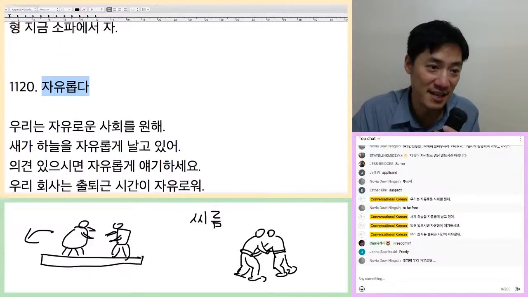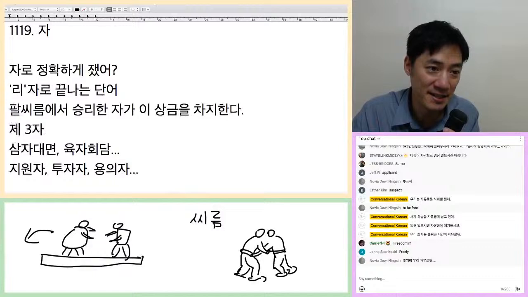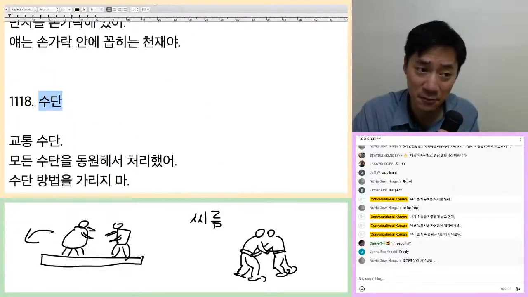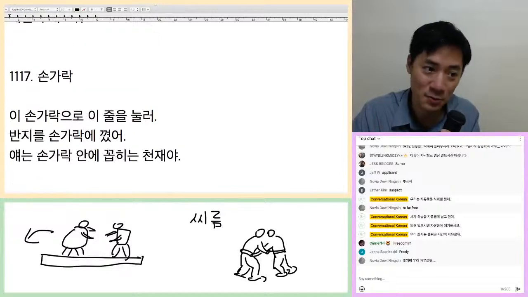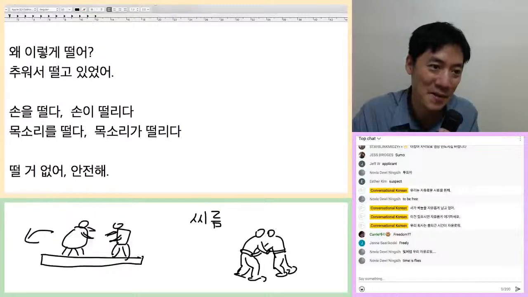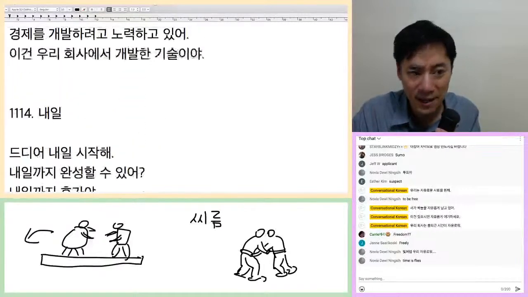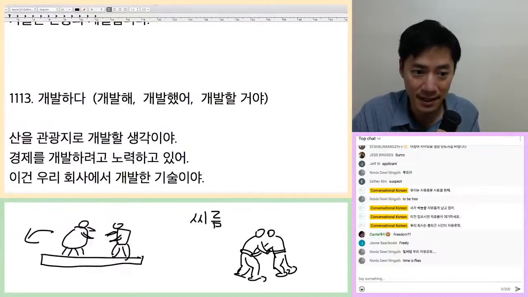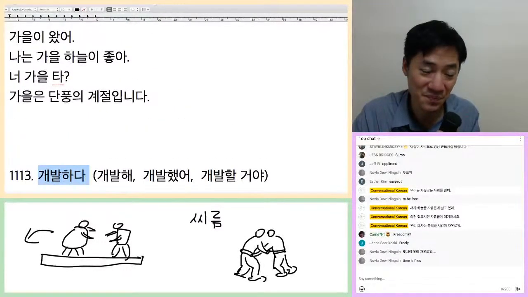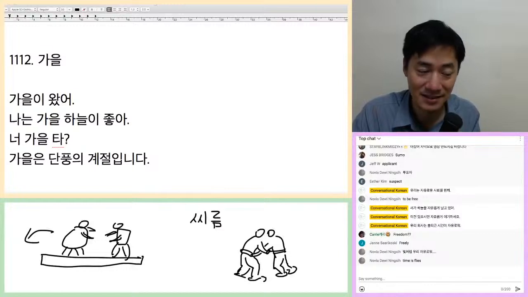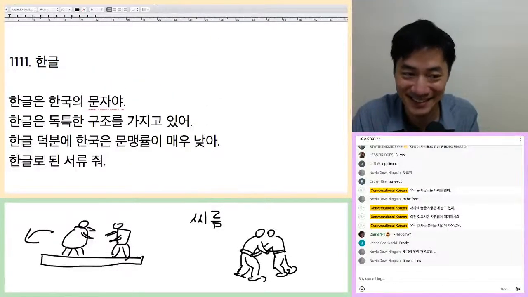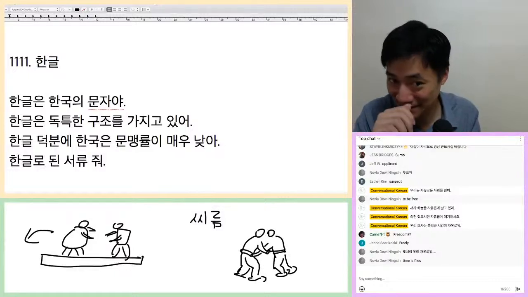So that's it for today. 자 has many different meanings. And 수단 is a kind of difficult one. And 손가락, 매일, 떨다, and nail. There are many simple ones. 개발하다 and 발달하다, we figured out the difference between those two, which is a very good thing. 가을, which is coming, and 한글. That's a good one, a precious one in our language.